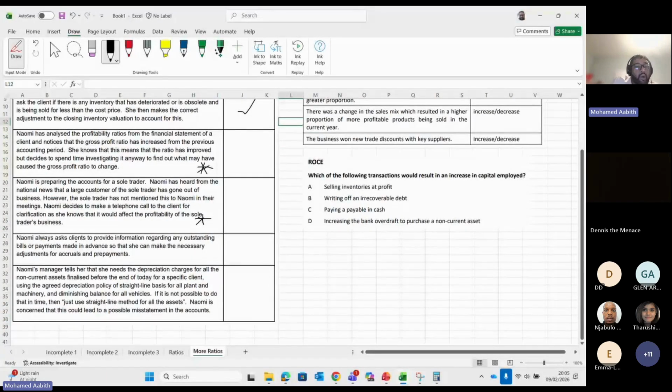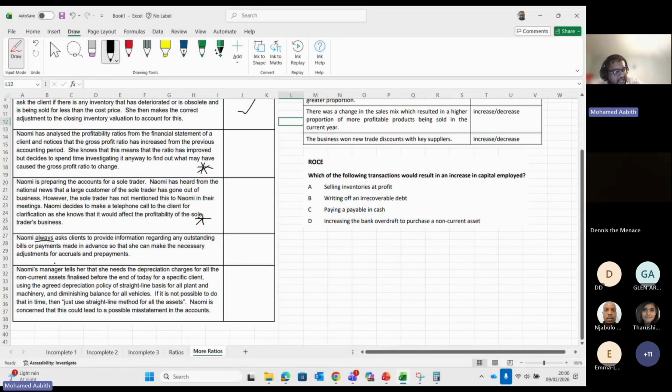Naomi always asks. Straight away I have the word "always", and I don't like those keywords. Always ask the clients to provide information regarding any outstanding bill and payments made in advance, so that she can make the necessary adjustments for accruals and prepayments. Which is not to do with this professional skepticism, I think, but let's consider it might be a better answer. So let's say the last one.